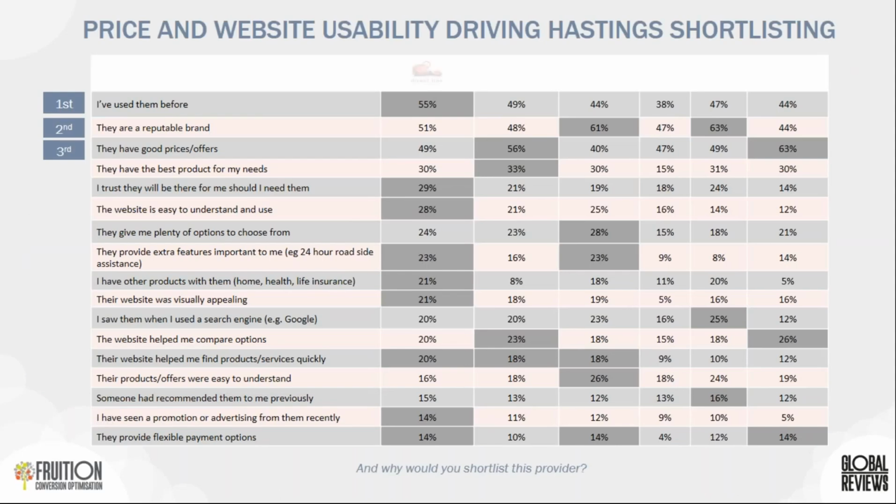So if I take the reasons for shortlisting, so why did you shortlist this particular brand, you can see that the box that's highlighted in darker grey is where that brand is leading against their competitors for this particular element. We can see that the key things driving Hastings Direct is really that they are offering great prices and offers, and that the website helps them compare options. So that's an interesting story. I want to have a look at that in a minute.